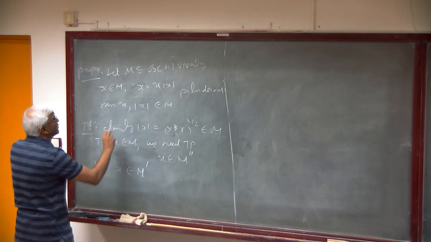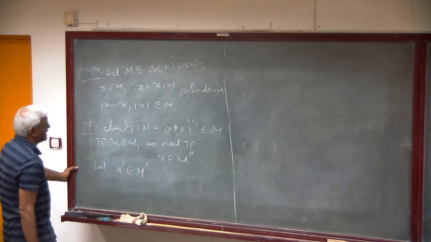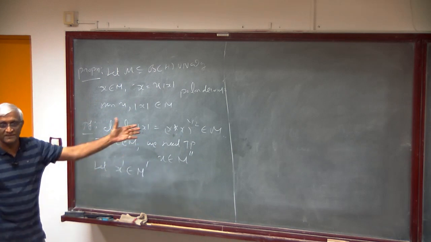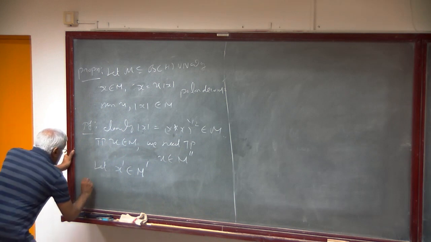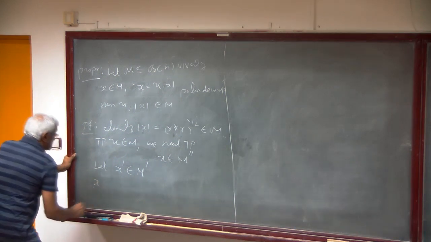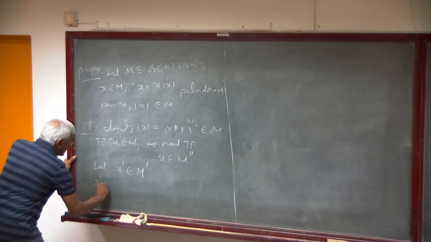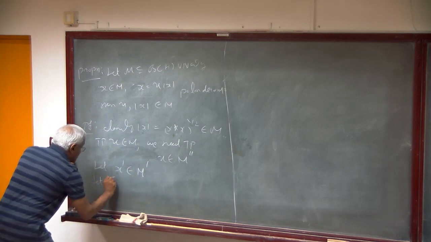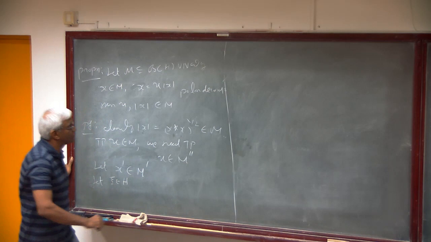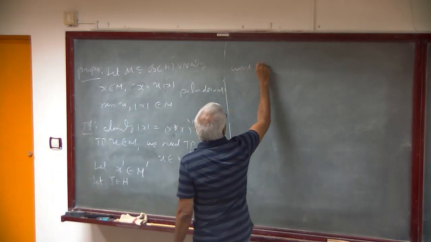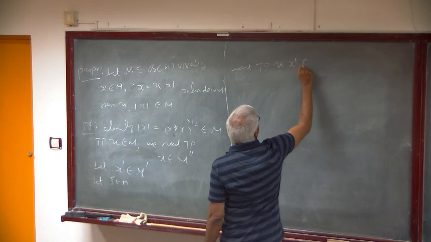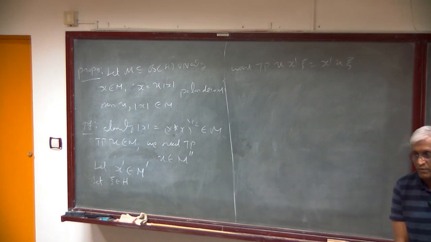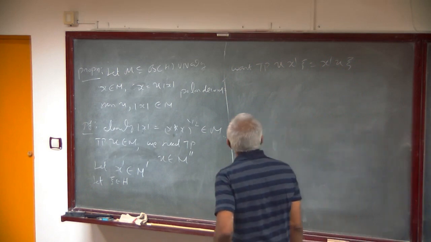So we have x equal to u|x|, and we already know that |x| is in M. So x prime will commute with |x| because it's already in M. So now u, x prime, x. Let xi be in H. Then we want to prove what we want to prove.